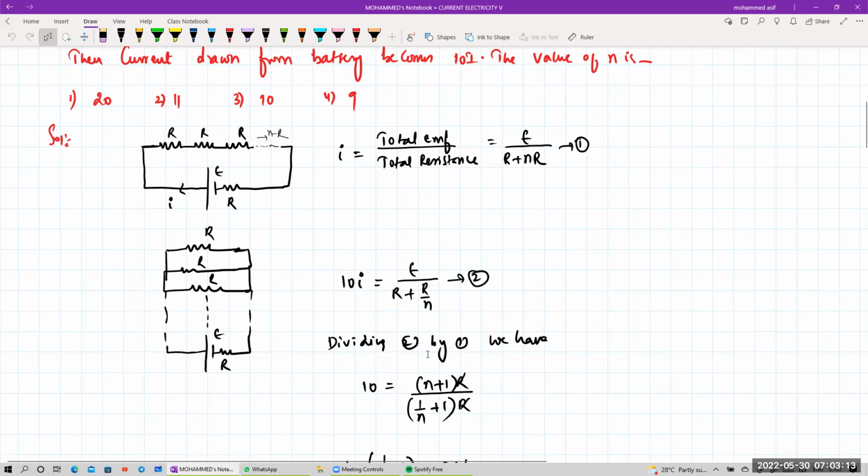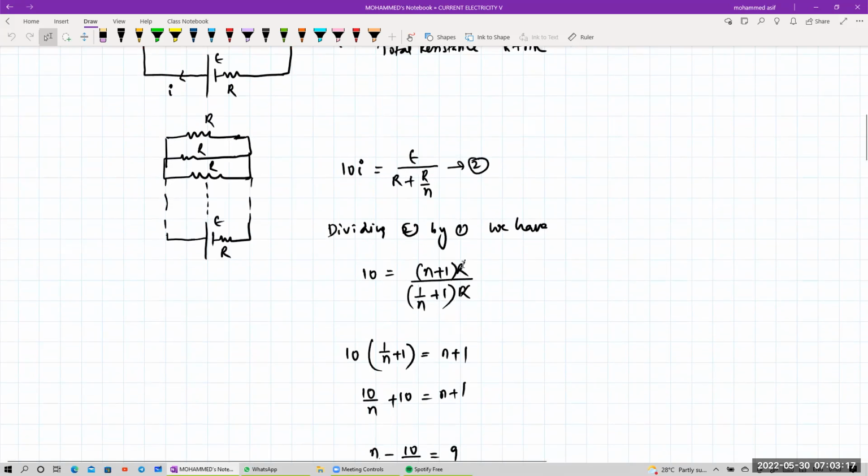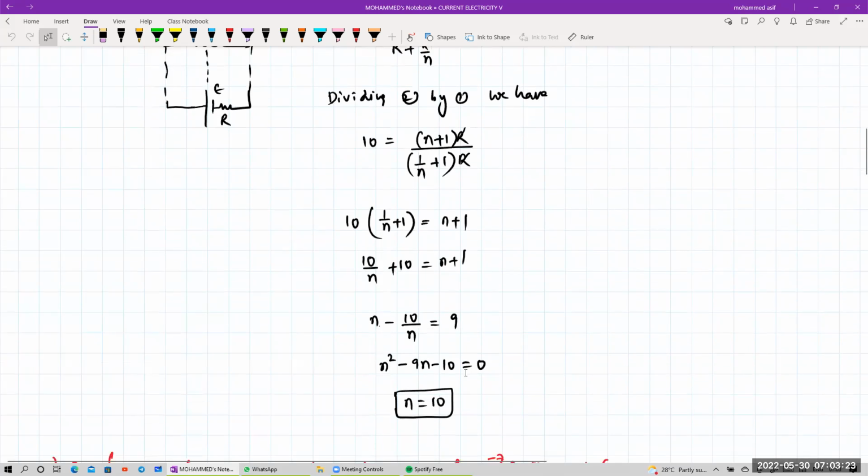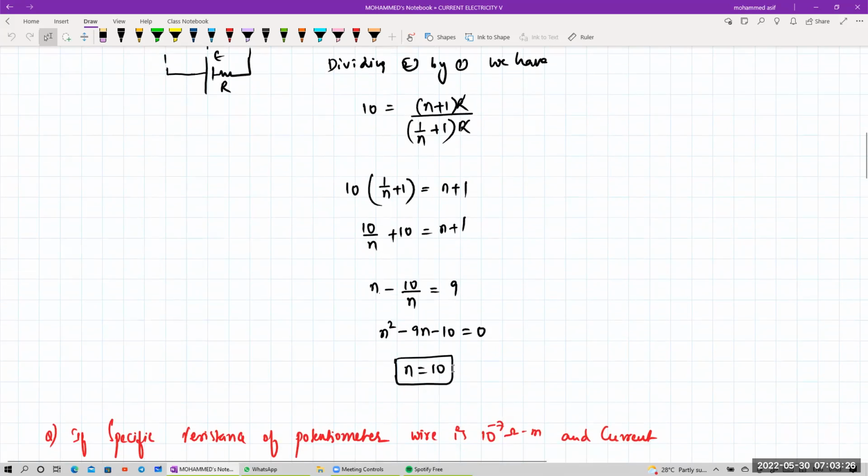Divide the second equation by your first equation. So it will be 10, the I gets cancelled, equal to n plus 1 into R divided by 1 plus 1 by n plus 1 into R. Simplify, and we will get the value of n. What value of n do we get? 10.